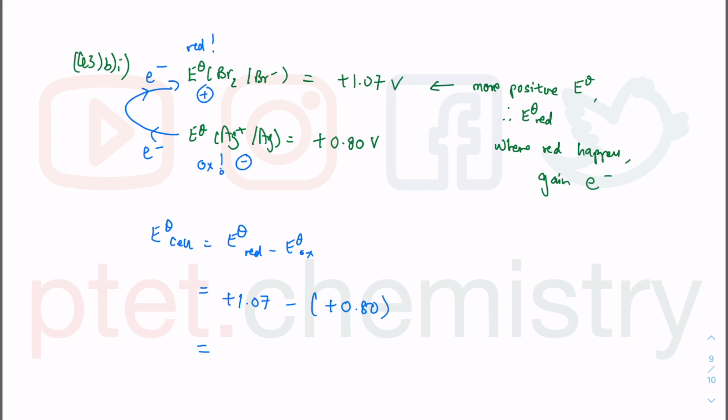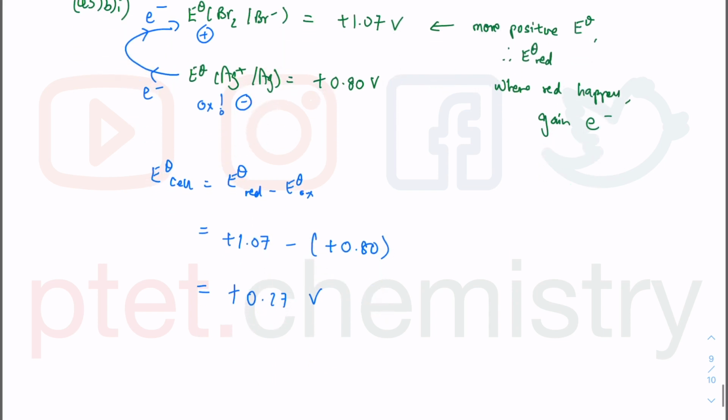Oops, 1.07 minus 0.80. Your calculator will not show you the plus, but as with anything in physical chemistry, sign, value, and units is a must. All the values given in the data booklet have a plus when they are positive. Your calculator will not be able to think for you, so you need to think for yourself.